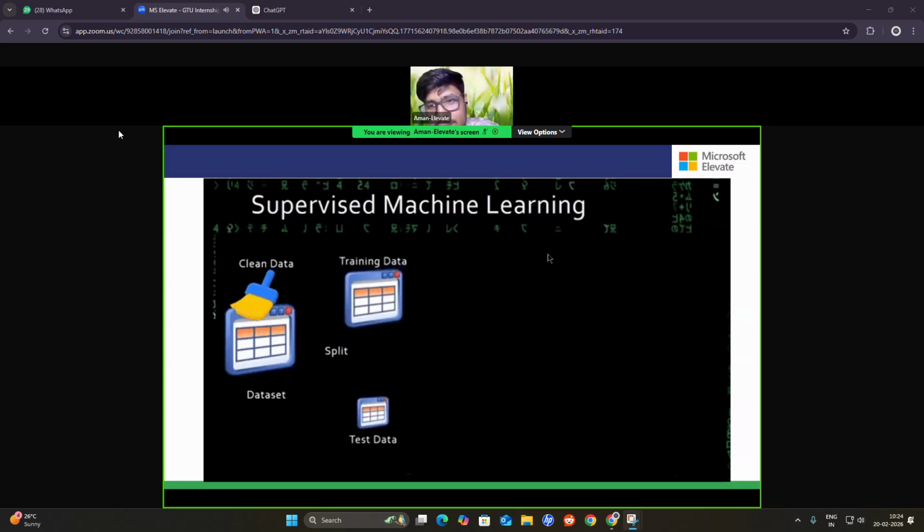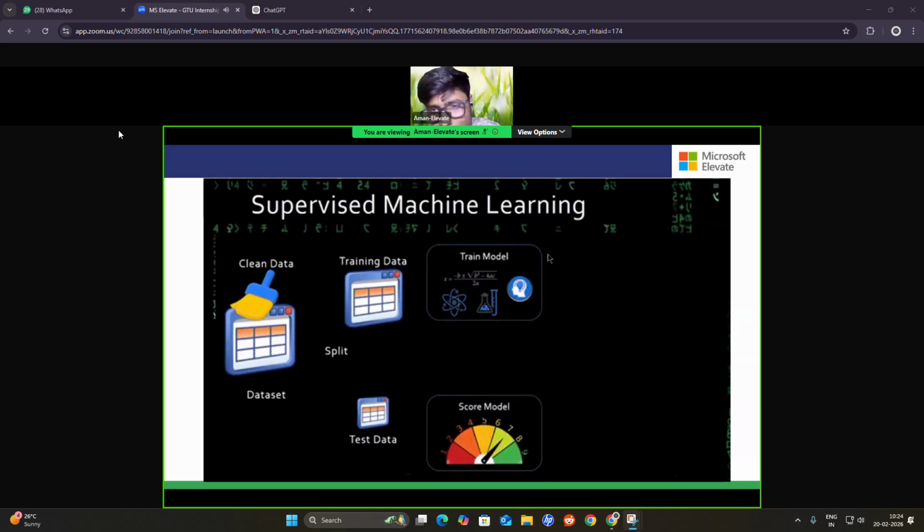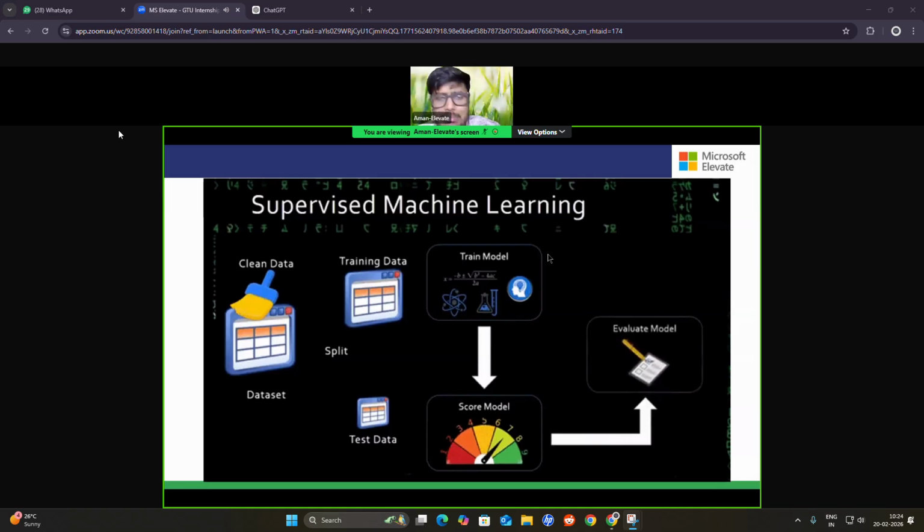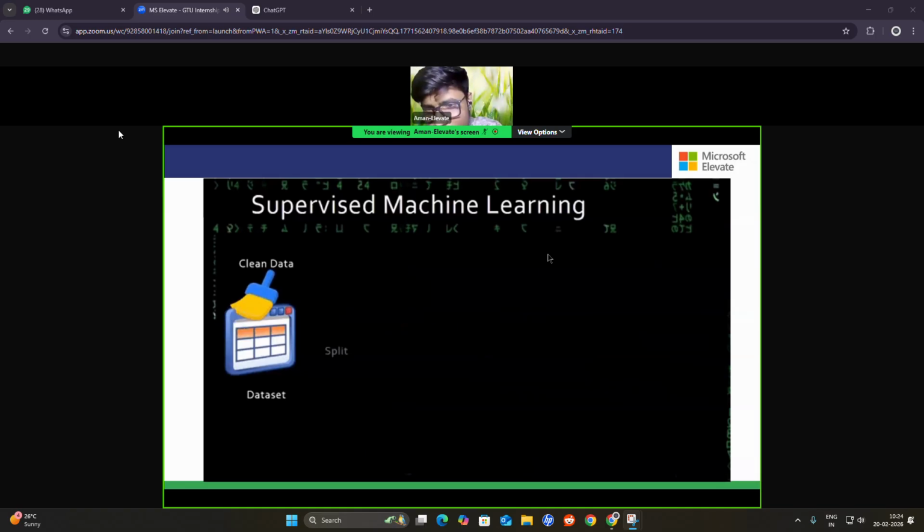Now Tejas has changed the answer. Now he's saying if both are bad at test and train, then it is overfitting. Okay, this is going in a different direction now.